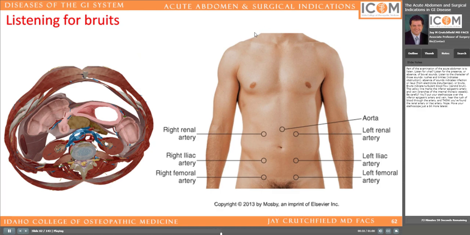The yellow line here marks the inferior epigastric artery and vein, i.e. branches of the internal thoracic vessels. Be careful. You'll put your stethoscope over the inferior epigastric artery and vein, hear the rush of blood through the artery, and think you found a renal artery or an iliac artery and a renal artery stenosis through the bruit. Nope. Move your stethoscope just a bit more lateral to find those.